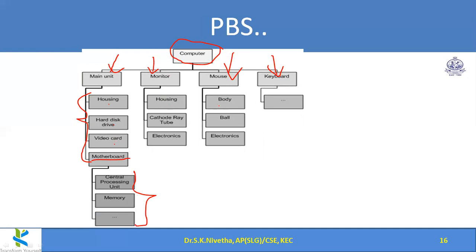And finally, for creating the body part of the mouse, how much time will it take? For creating the ball of the mouse, how much time does it take? For the electronic components to be kept inside the mouse, how much time does it take? Likewise, even if required, these can be further split up. So likewise, we can derive the product breakdown structure, and for each product, how much time is required and what is the cost required. Likewise, we can estimate.